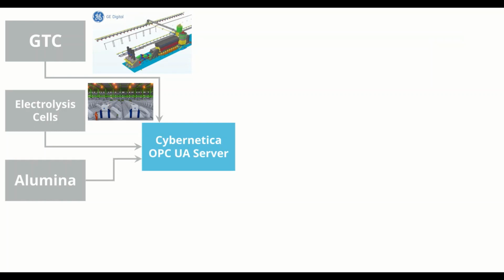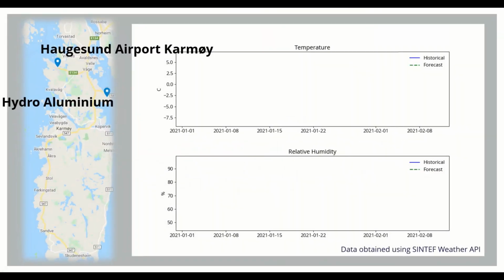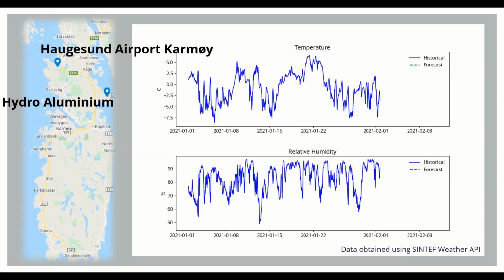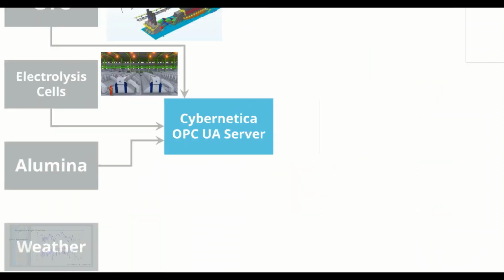The last piece of data used by the digital twin is the weather. The weather is critical for developing an accurate prediction of fluoride emissions. SINTEF has developed an API that can retrieve weather data from the Norwegian Meteorological Institute, also known as MET. The closest weather station to Hydro's Karmøy plant is at Haugesund Airport. The SINTEF API can be used to retrieve both recent historical weather measurements as well as the forecast, which allows the digital twin to be used to anticipate future changes in emissions. Both the measured weather data and the weather forecast are passed to the server for use by the digital twin.